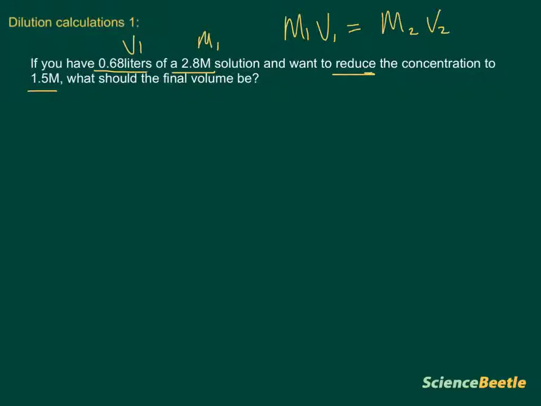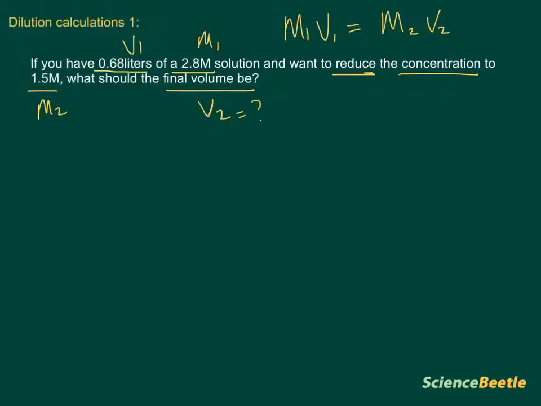So this marks the beginning of the second concentration, the second solution that you're going to be looking for. Concentration is the word that we see there, and we've got a concentration of 1.5 molar. So this here is my M2. And what we're looking for here is the final volume. So here is my V2, which I really don't know, because that's what we're looking for.